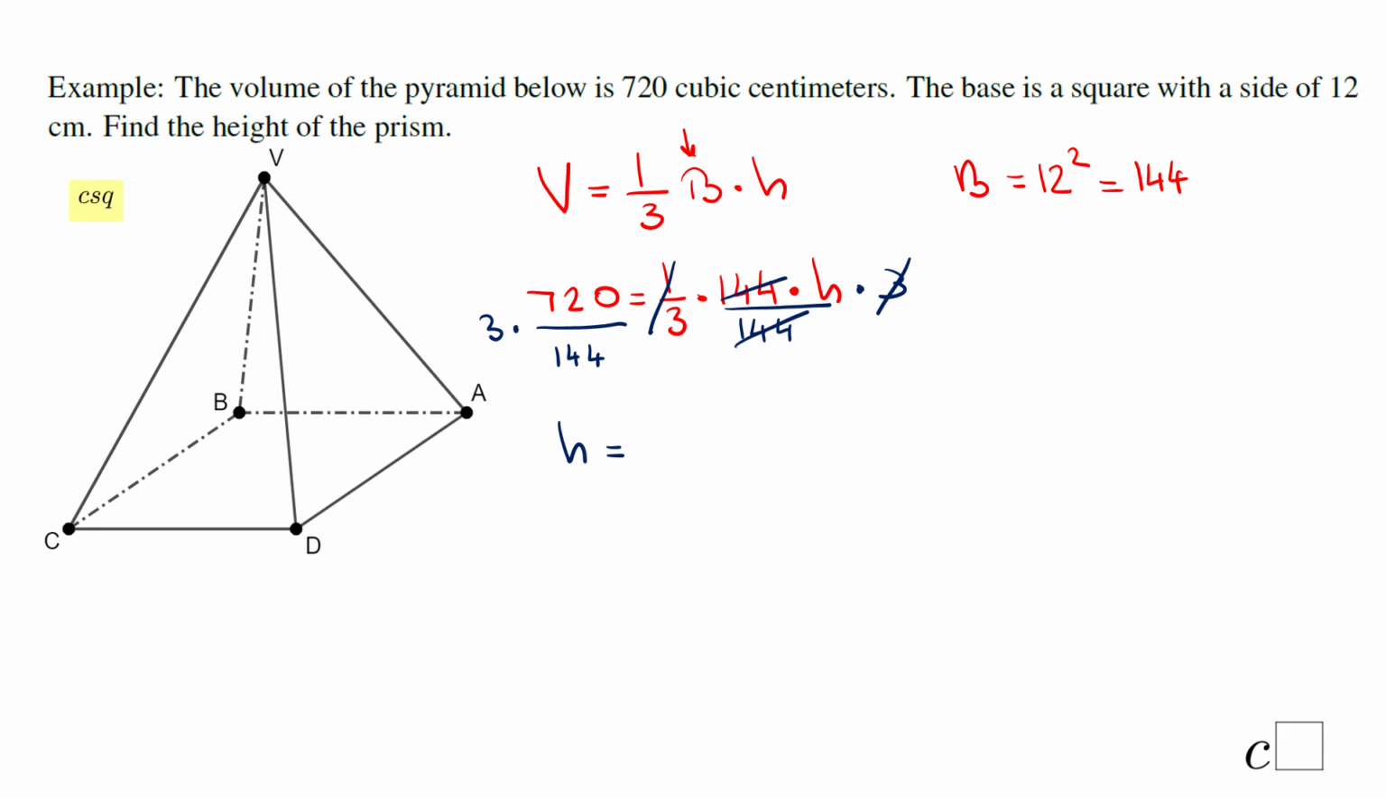I'm going to grab my calculator and I'm going to do this math. 720 times 3 divide by 144, and I end up with 15 centimeter is the answer for this problem. The height of this pyramid is 15 centimeter.